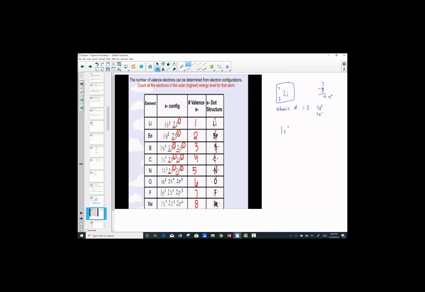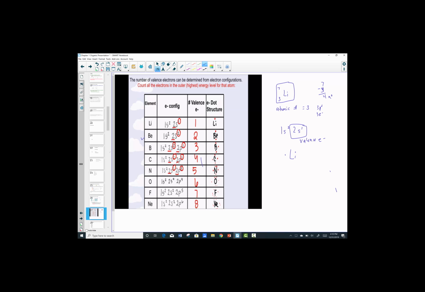But when we write out its electron configuration, 1s2, 2s1 represents the 3 electrons that belong to lithium. However, it has just 1 valence electron. We know that it would be represented with just a dot around its symbol.